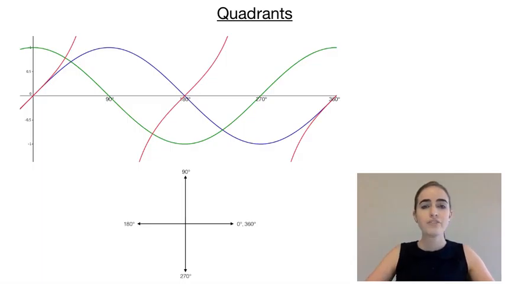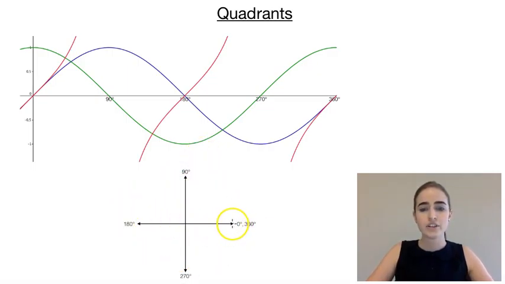In this video, I want to have a look at the signs of our three trig functions in the four quadrants. So I've got our graphs of our trig functions here. Our blue one is sine, the green line is cos, and the red is tan. I've also got our little number plane here.